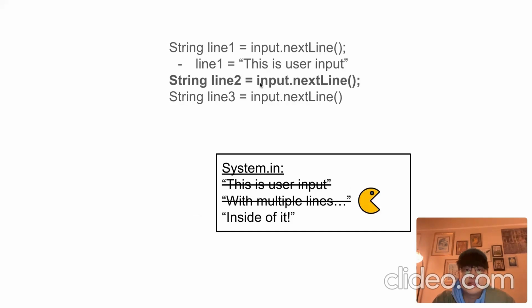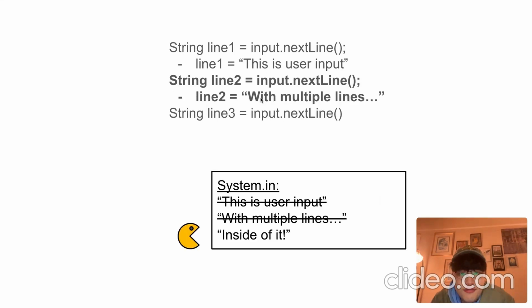And then it'll wait at the next line for further instructions. The next instruction is to next line again, eat that line. Eat until the end of the line from wherever you are, and return us what you got. Okay, I got this string with multiple lines. Again, after this call, always remember that Pacman will be waiting right here at the start of the next line for further instructions whenever you call next line.